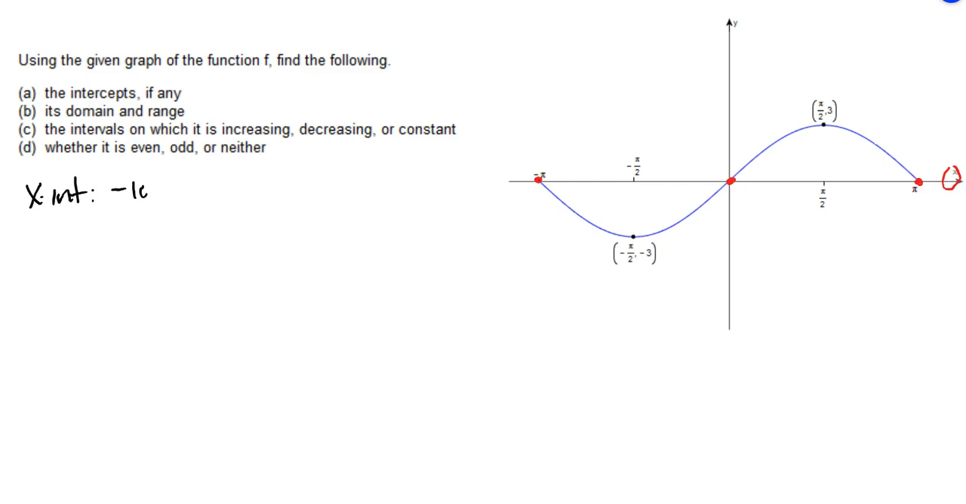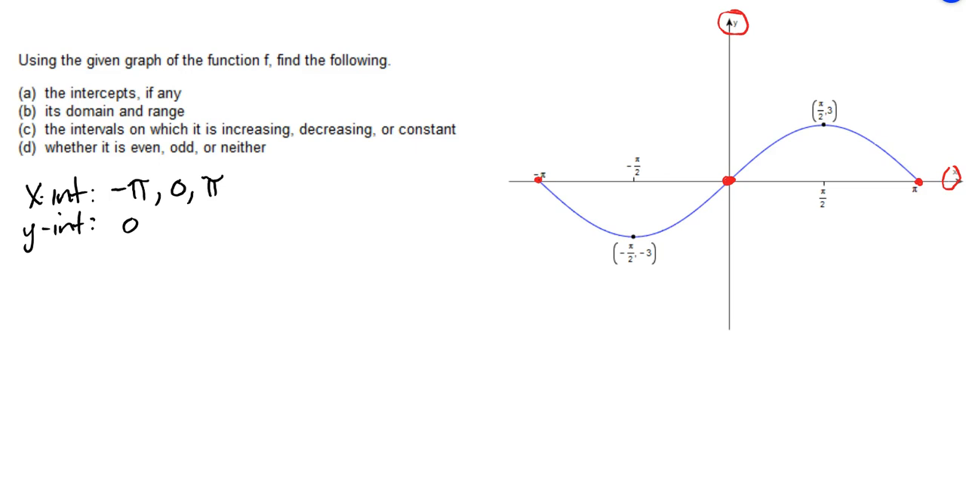at negative pi, 0, and pi. And we also have y-intercepts. A y-intercept is where the graph crosses or touches the y-axis. The y-axis is this vertical axis, and the graph does cross that y-axis at 0. So we do have a y-intercept at 0.